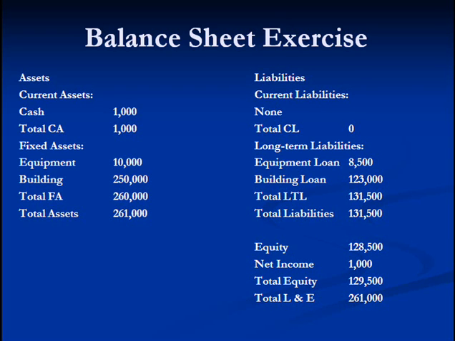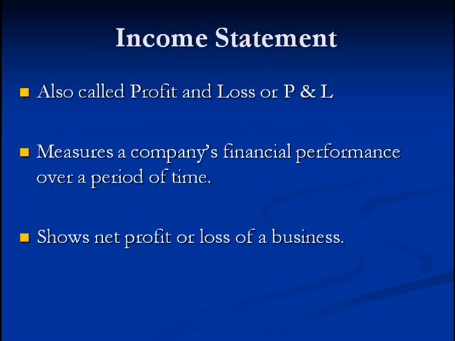The equity we have in this business is $128,500, and then we also have to add in the $1,000 of net income, which brings total equity to $129,500. So total liabilities and equity equals $261,000, which is also the same as you can see with total assets. So in this example, the balance sheet does balance and was completed correctly.